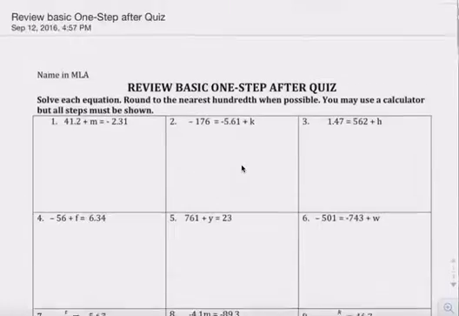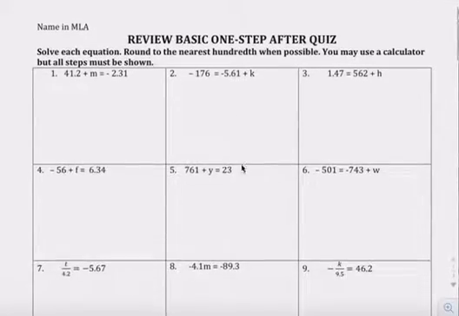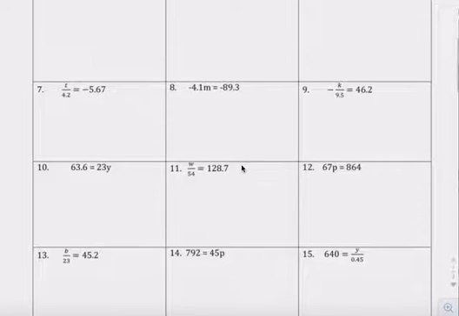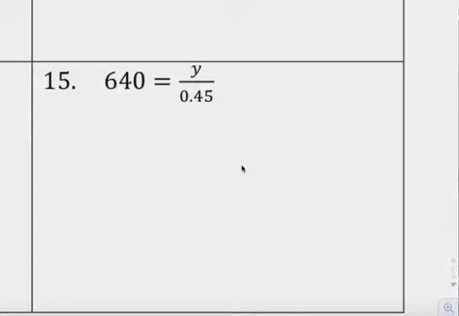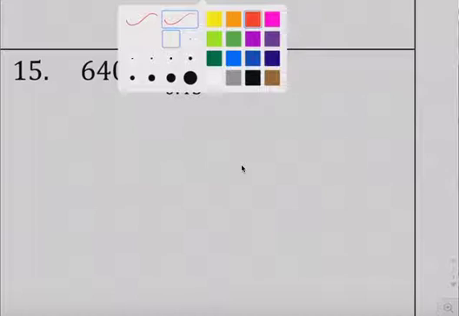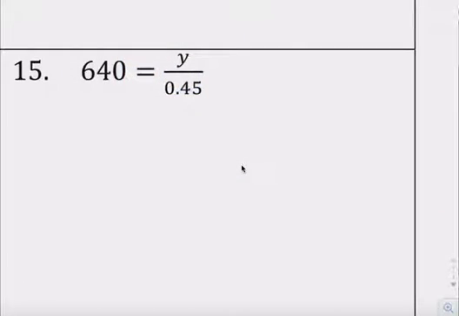This is the worksheet you had for homework today. After your quiz, we'll start on 15 and work backwards, because I'm not sure where we're at in the different classes. We're in different places, but I know for sure we didn't finish this one.